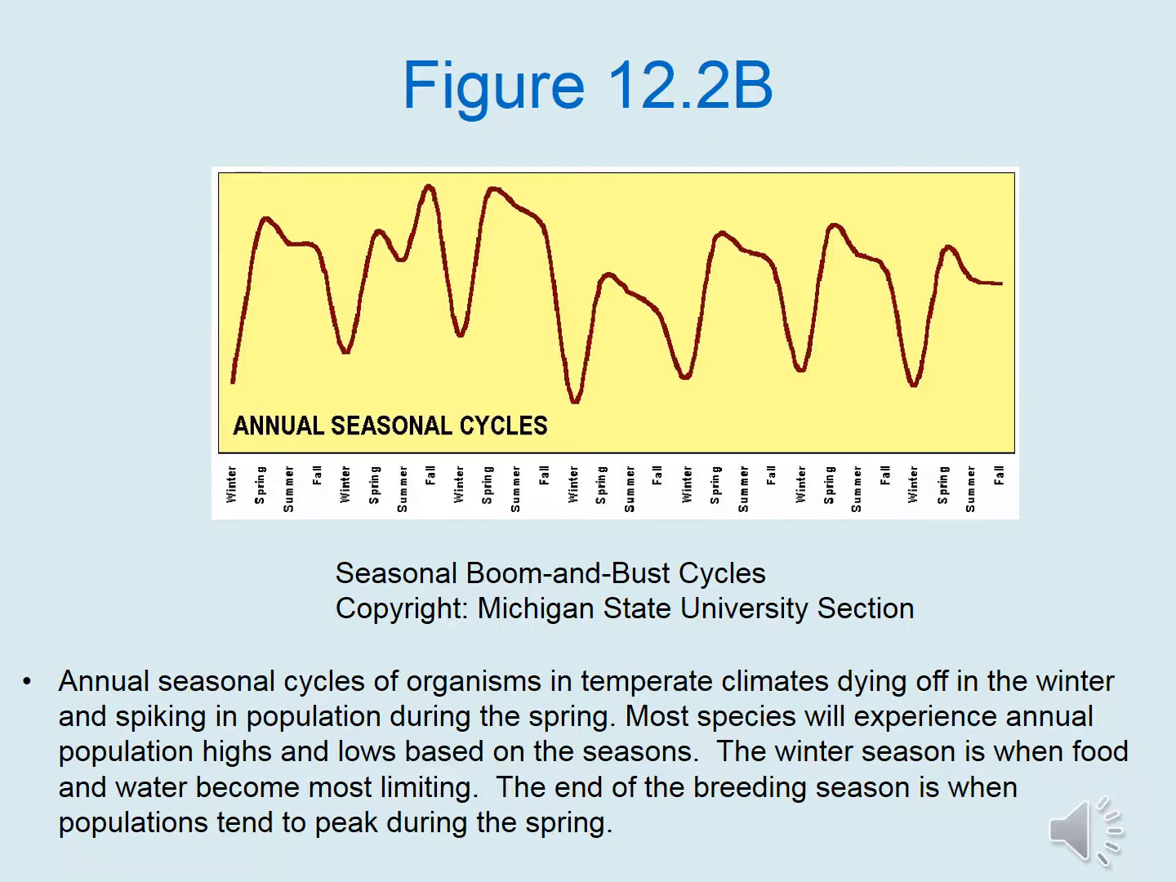This graph represents seasonal boom and bust cycles, in which annual seasonal cycles of organisms in temperate climates die off in the winter and spike in population during the spring. Most species will experience annual population highs and lows based on the seasons. The winter season is when food and water become most limiting. The end of the breeding season is when populations tend to peak sometime during the spring.